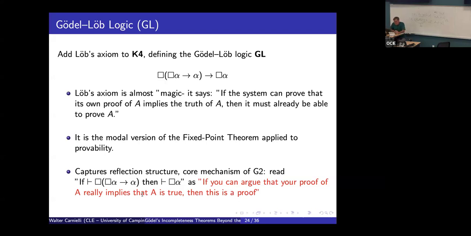And then Löb's axiom, which is a fantastic axiom in my opinion. It's a kind of magic, right? It says the following. If I prove that I prove alpha implies alpha, then I have a proof of alpha. As I said yesterday, if you can argue that your proof of A really implies that A is true, then this is a proof. If I have any kind of beautiful argument that says my proof of A implies that A is true, then this argument is a proof of A. This is very deep, almost magic, but very useful here. You get this Löb's condition on top of K4, and then you have a completely simple but very deep logic of proof.